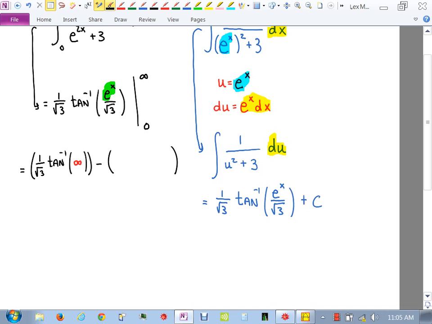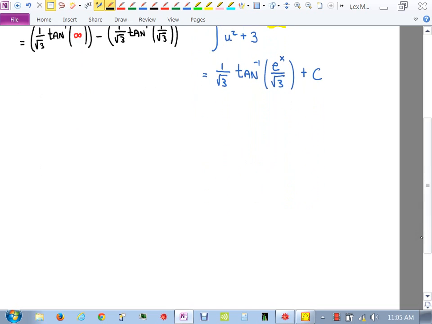On the other part, let's plug in 0. 1 over root 3 arctangent of, now plug in 0 for x. So what's e to the 0? 1. And 1 over root 3 is just 1 over root 3. So that's going to turn out to be some number, which we'll figure out in a second. We still need to figure out what's happening here. So when you say inverse tangent of infinity, what does that mean? Here's the way I would look at it.